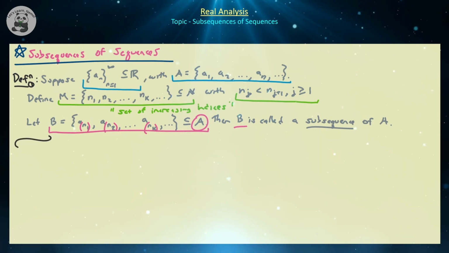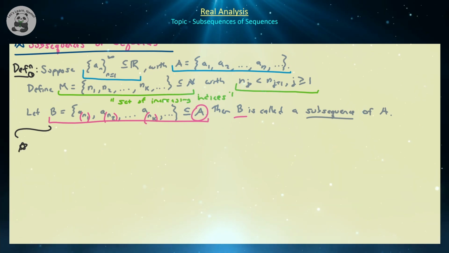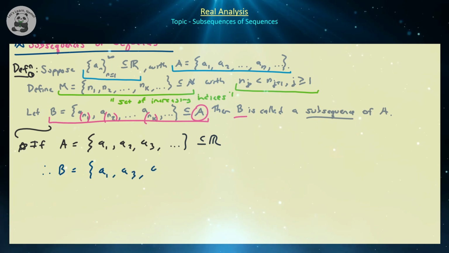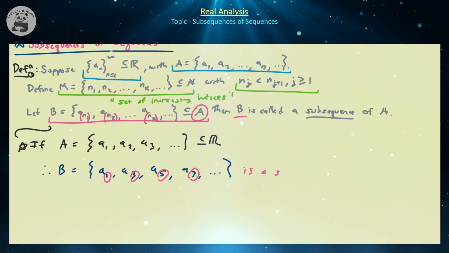So let's see if we can break that down into a couple examples. Let's look at a nice little set A. Let's assume it has the values A1, A2, A3, and so on, and as usual, we're going to assume that they're all real numbers. Let's define the set B to be equal to A1, A3, A5, A7, and so on, so all of the odd indexed values of A. So is B a subsequence of A? Well, we have 1, 3, 5, 7, and that's an increasing sequence. So this is a subsequence of A.